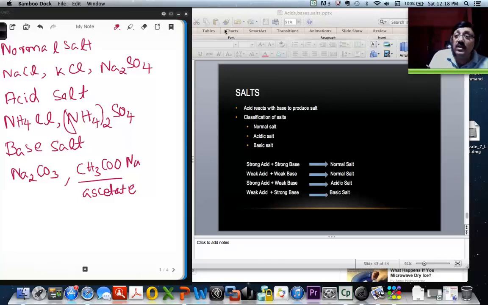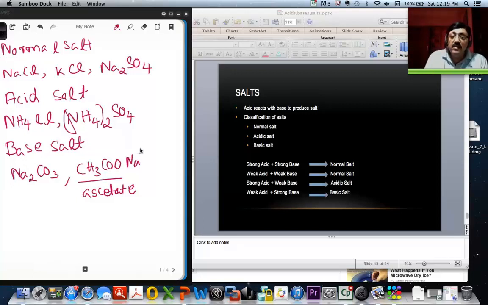Now, what about the other situation where a strong base reacts with a weak acid? When a strong base reacts with a weak acid, that forms a basic salt. So, for example, how is sodium carbonate formed? When sodium hydroxide reacts with carbonic acid. Carbonic acid is a weak acid. Sodium hydroxide is a strong base. So a strong base is reacting with a weak acid, and so the salt which is formed is a basic salt, where the pH value will be greater than 7.